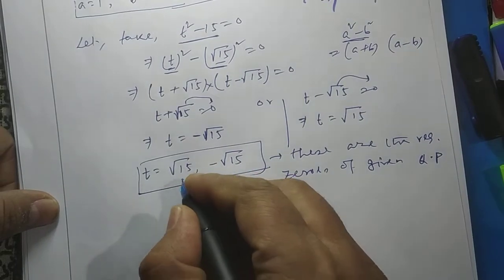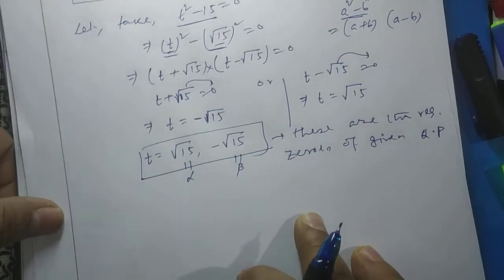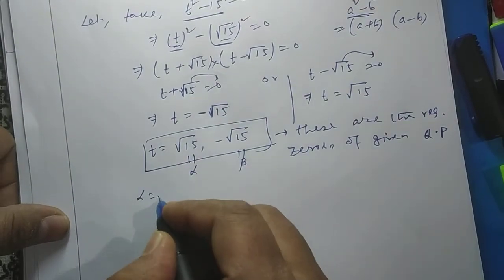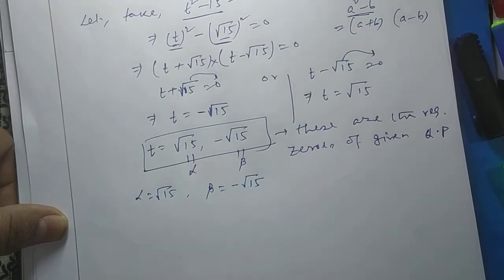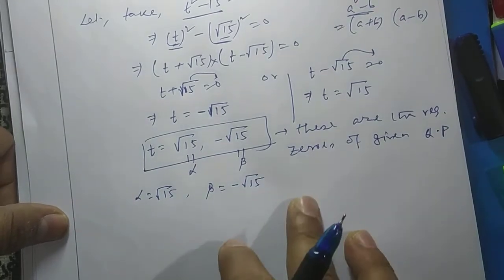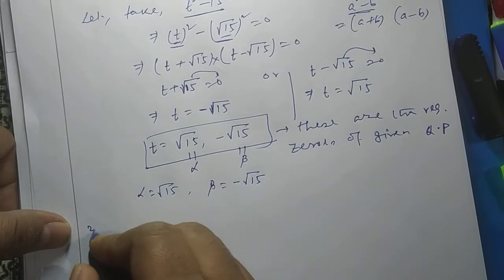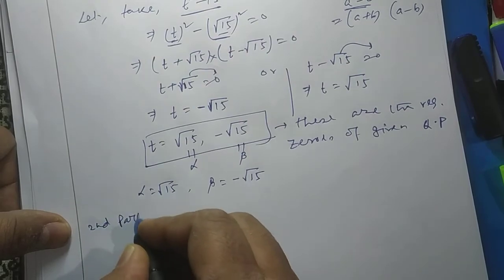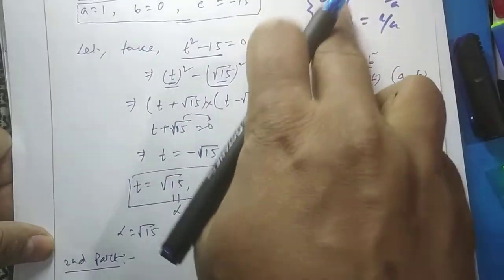Now let us give the names as before, alpha and beta. Means we can say alpha = √15 and beta = −√15. Correct? So my first part has been done. Let us come to the second part. In the second part, we have to verify the given relations. Understood?